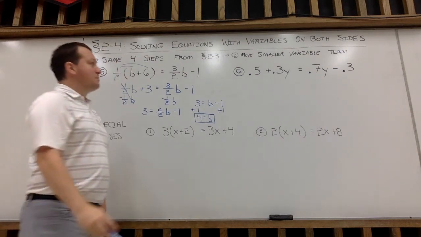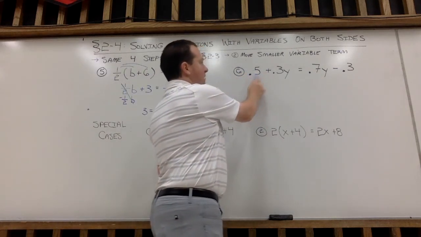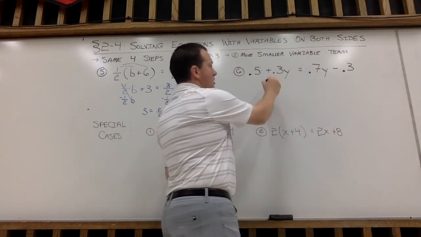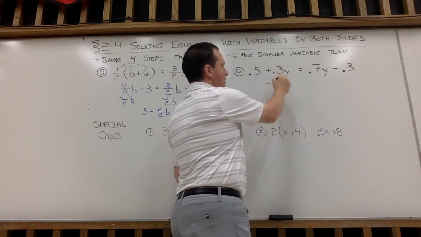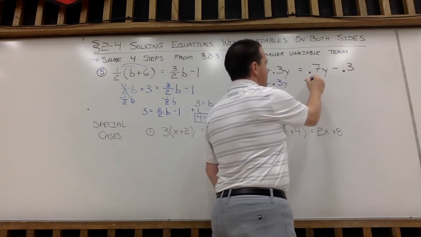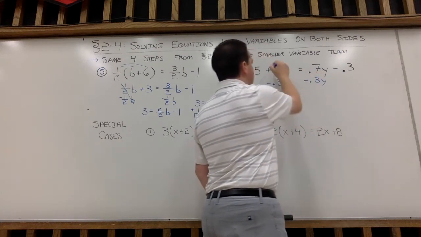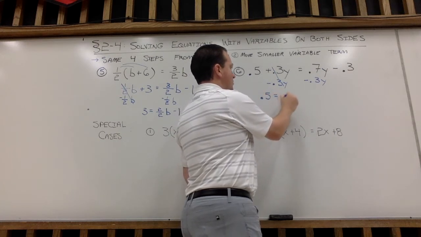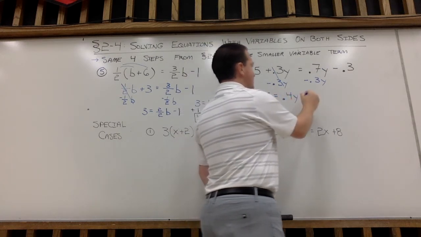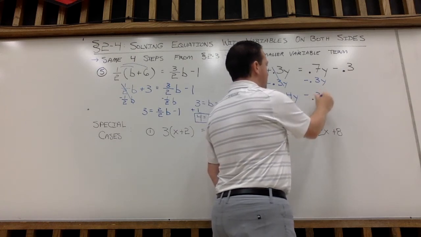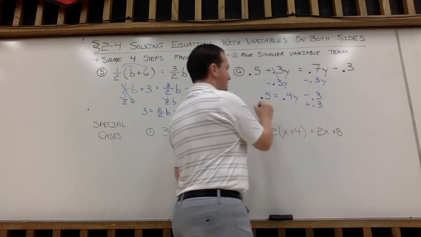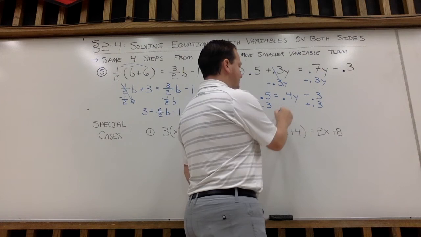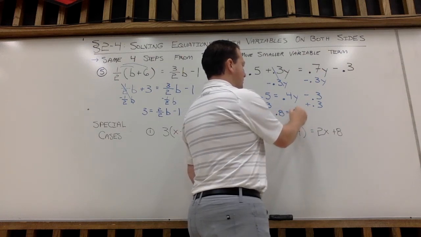In example 6, we have some decimals. 0.5 plus 0.3y equals 0.7y minus 0.3, so my smaller y is 0.3y, so I'll subtract it from both sides. 0.5 will equal 0.4y minus 0.3. Add 0.3 to both sides. 0.5 and 0.3 is 0.8. Will equal 0.4y.